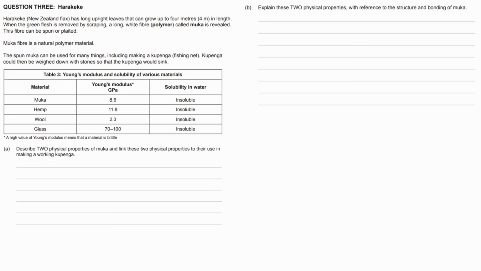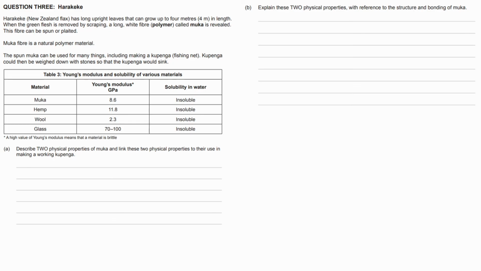Muka, hemp, wool, and glass. And they've given us a value for Young's modulus, in gigapascals, where the smaller the value, the more malleable the substance is. You can see here that wool is the most malleable, muka is more malleable than hemp, but glass is not very malleable at all. So describe 2 properties of muka that would link these 2 physical properties to the use of making a working net.